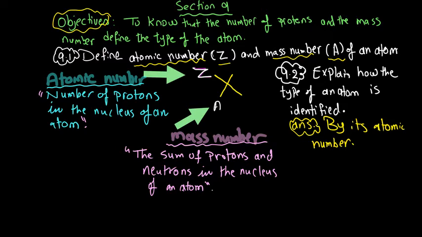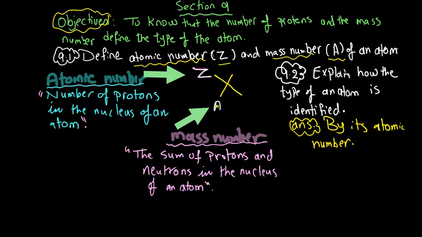We expect here that X is the symbol for the atom, Z is the atomic number, and A is its mass number. What is atomic number? Atomic number is the number of the protons in the nucleus of an atom. All of you know that the atom has positively charged particles, we call them protons. The number of those protons determines the identity of the atom, or its atomic number.